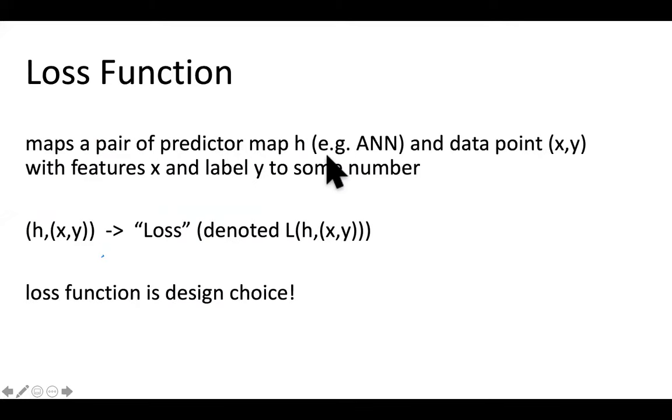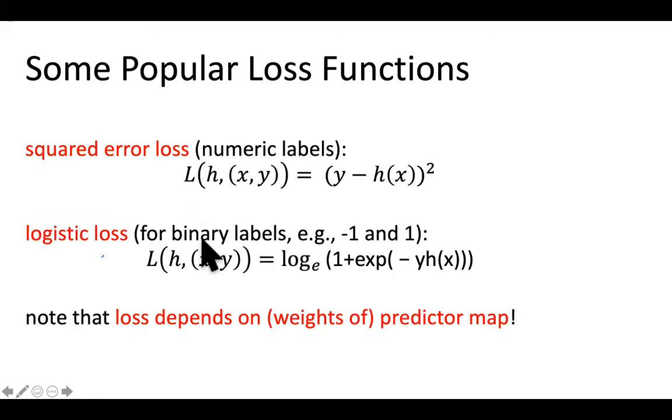So formally, a loss function is a map or a function that takes a predictor map and a data point for which we know the label and assigns a number. So this might seem abstract, but there is not much mathematics behind it. It's just a very rigorous way to define concepts. So let's look at some examples to make it more tangible.